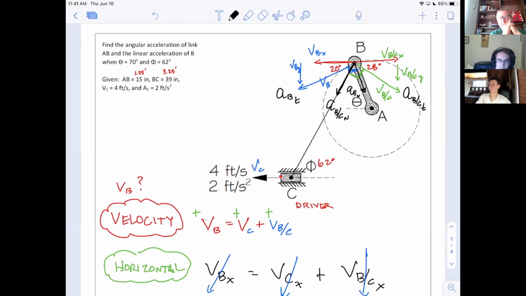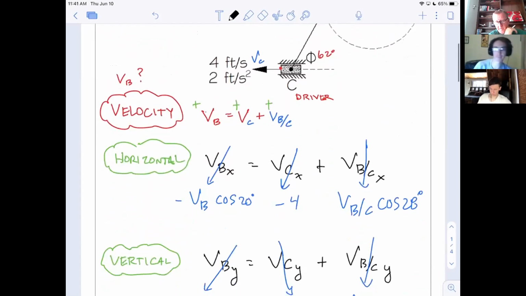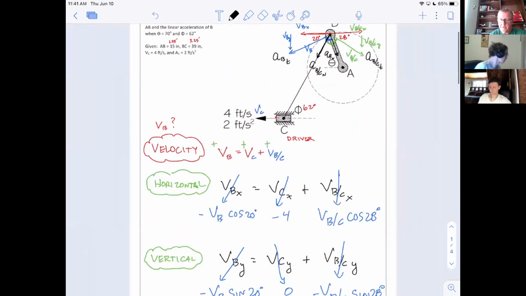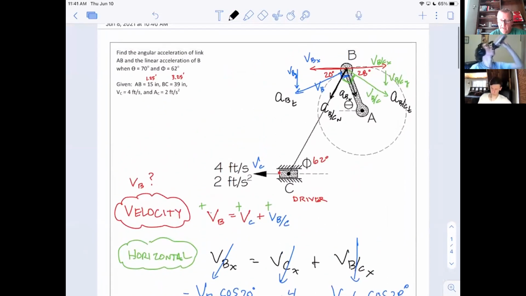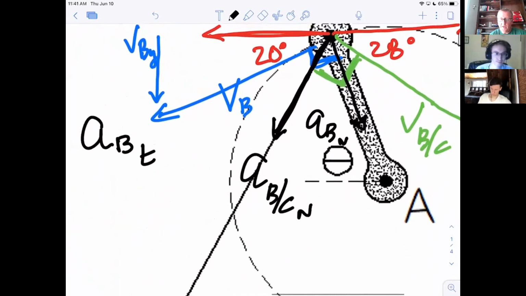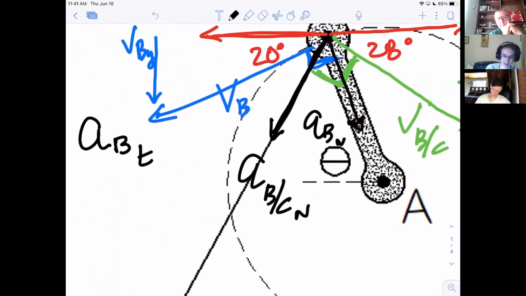Directions. Yeah, because I'm going to have to go horizontal and vertical in a minute. And just like we took VBX here and modified it by the cosine of 20 and so forth, I'm going to do exactly the same thing here. So I'm not going to be able to use acceleration of BC normal. I'm going to have to modify it by whatever angle that's at. Notice it's not an angle 20.